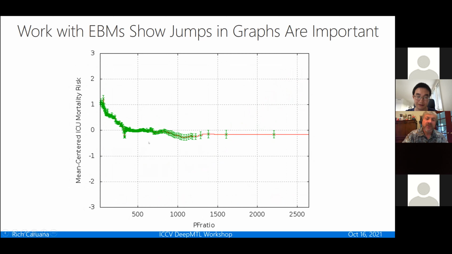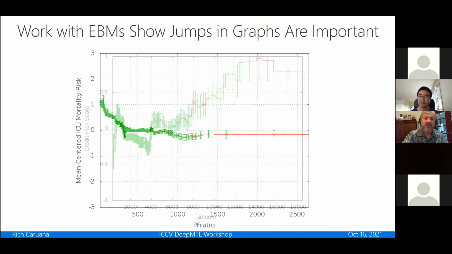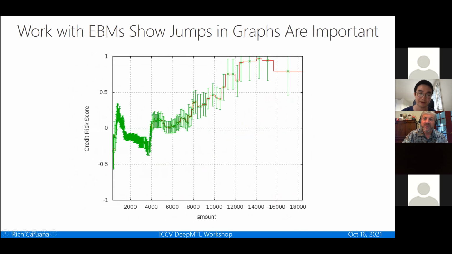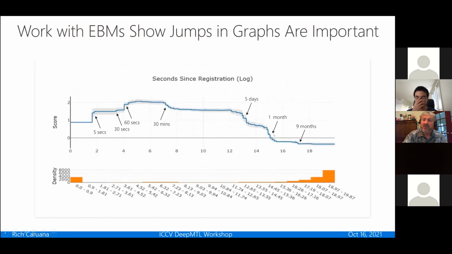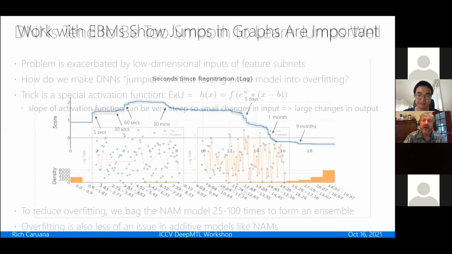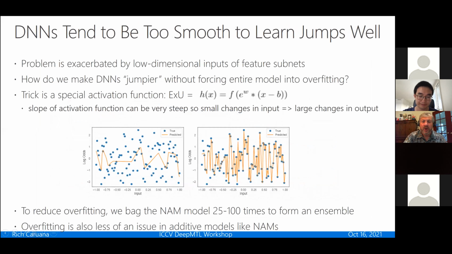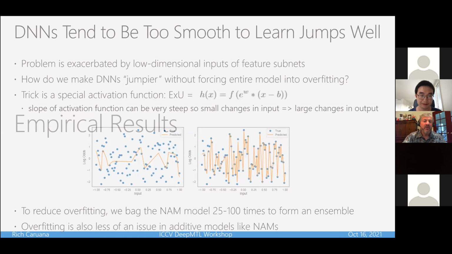Turns out neural nets are a little too smooth, and they don't like to learn these rapid transitions as well as decision trees do. Decision trees, if anything, are learning too rapid transitions. So we see jumps like this all the time. And what we had to do is modify neural nets with a new loss function, a new hidden unit loss, so that they could be jumpier. And then to prevent them from overfitting, which isn't as big of a problem in these additive models, we would do an ensemble of these things. Let me just show you the empirical results.